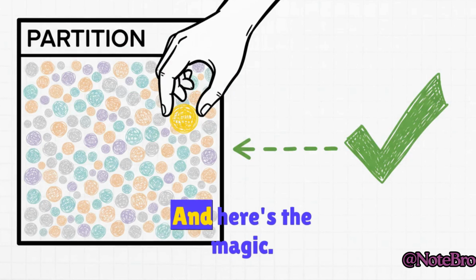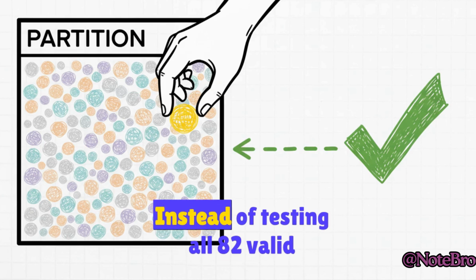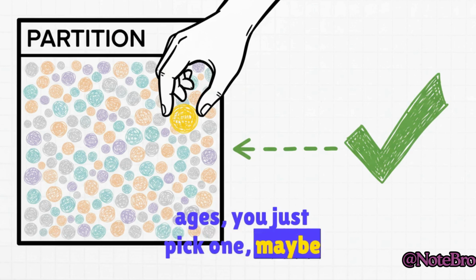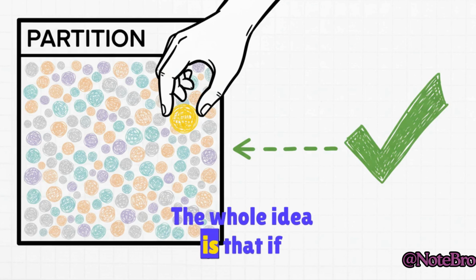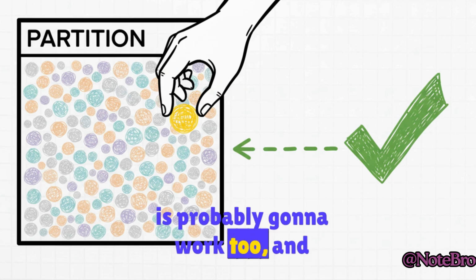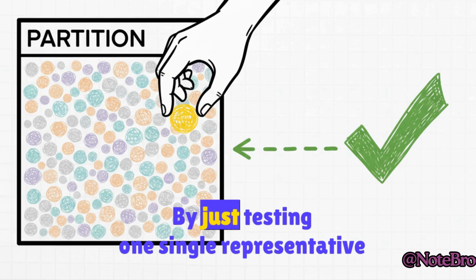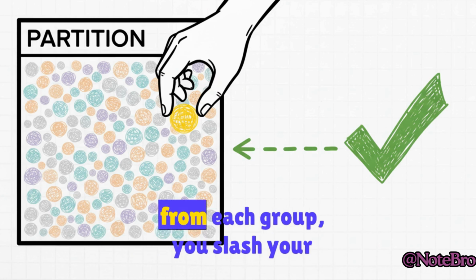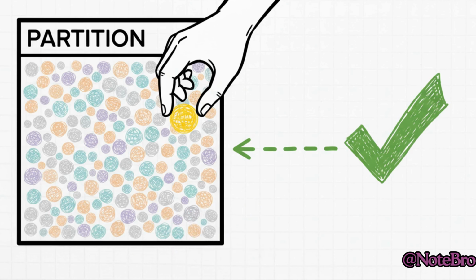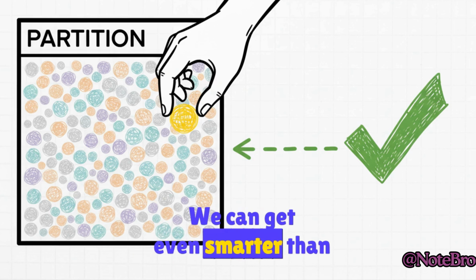Simple. And here's the magic. Instead of testing all 82 valid ages, you just pick one, maybe 40. The whole idea is that if the number 40 works, then 55's probably going to work too, and so is 73. By just testing one single representative from each group, you slash your workload, but you still cover the basic logic. But wait, we can get even smarter than this.